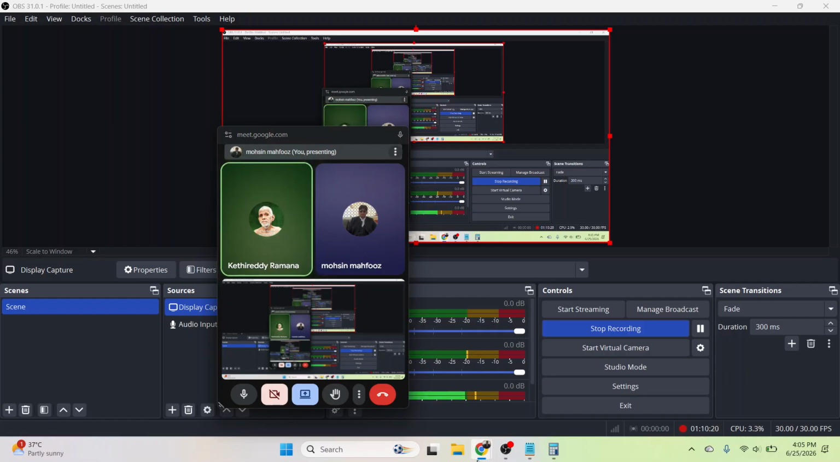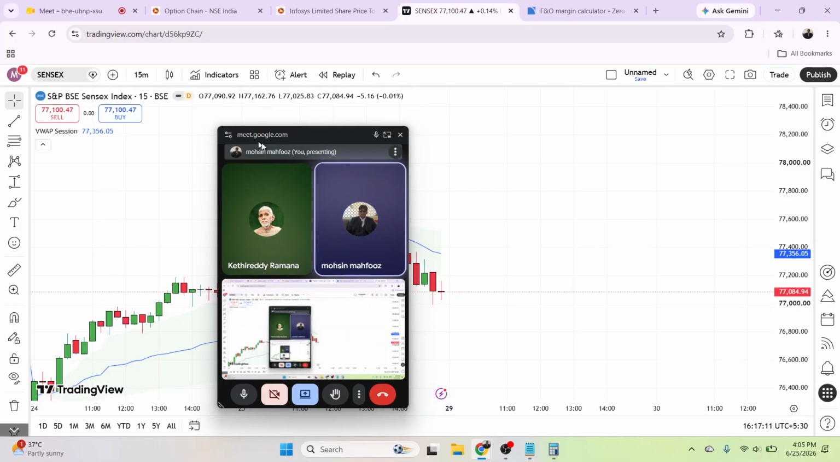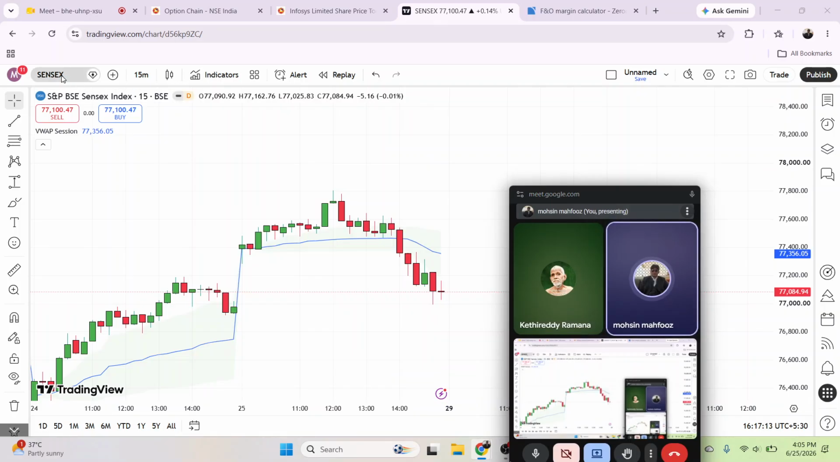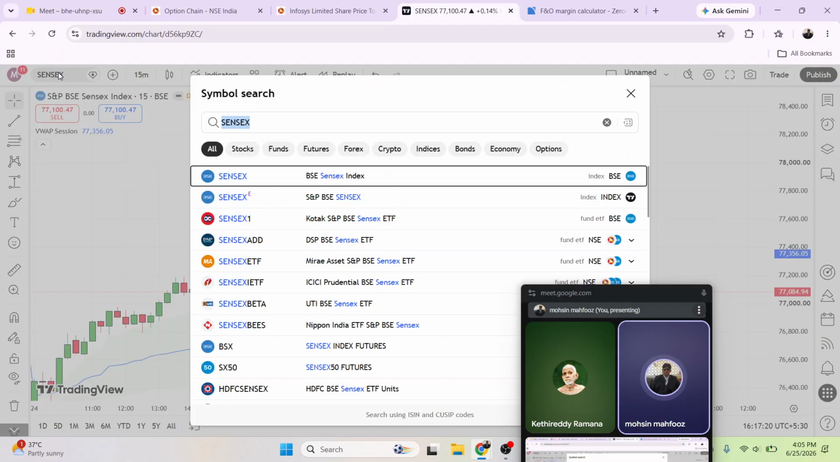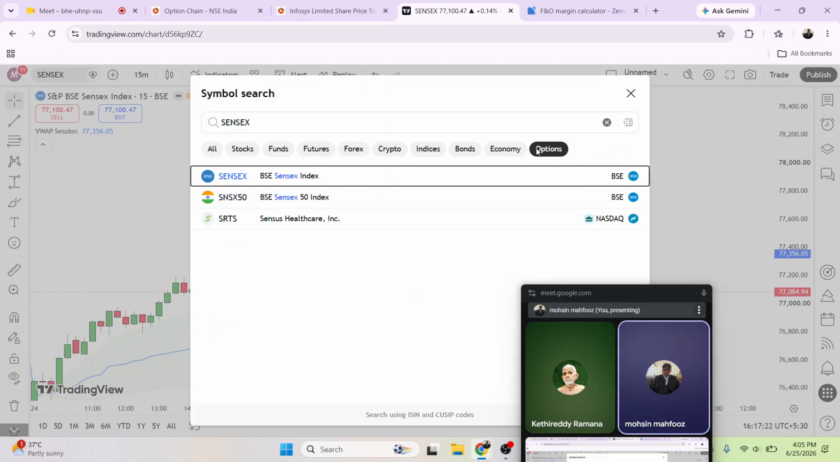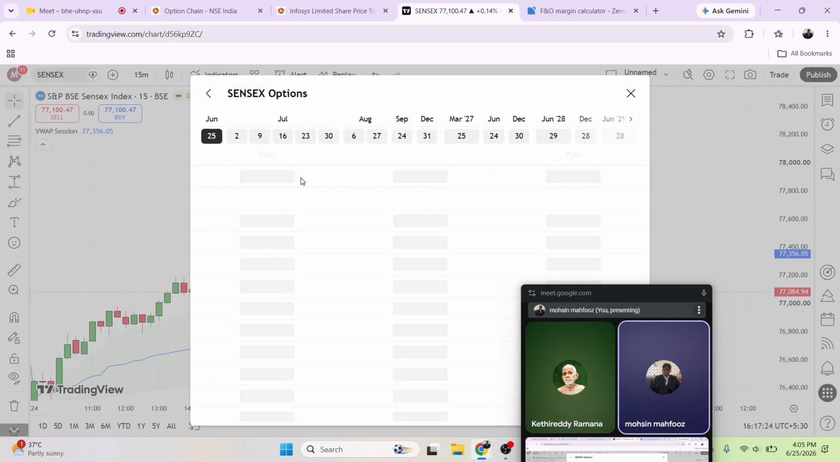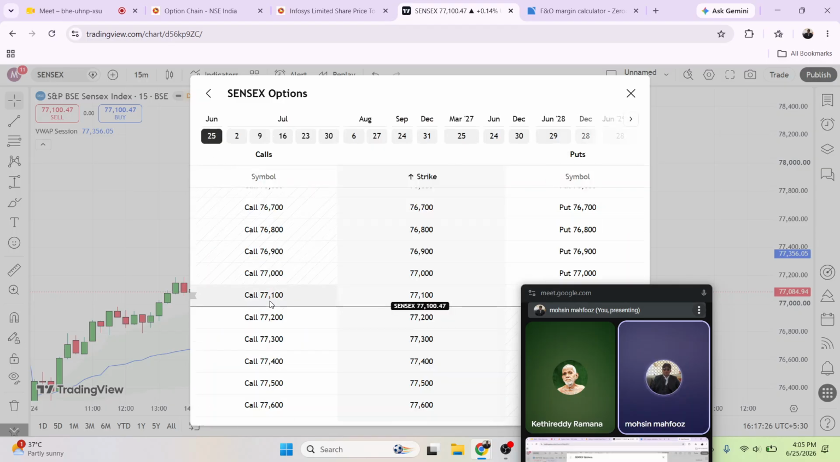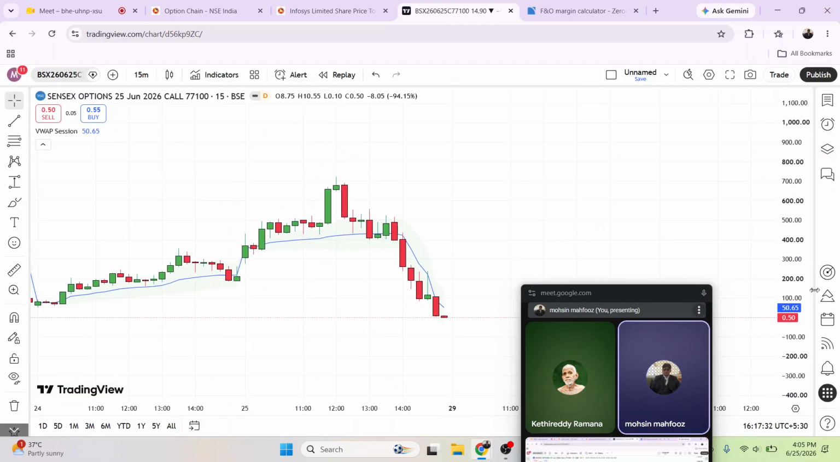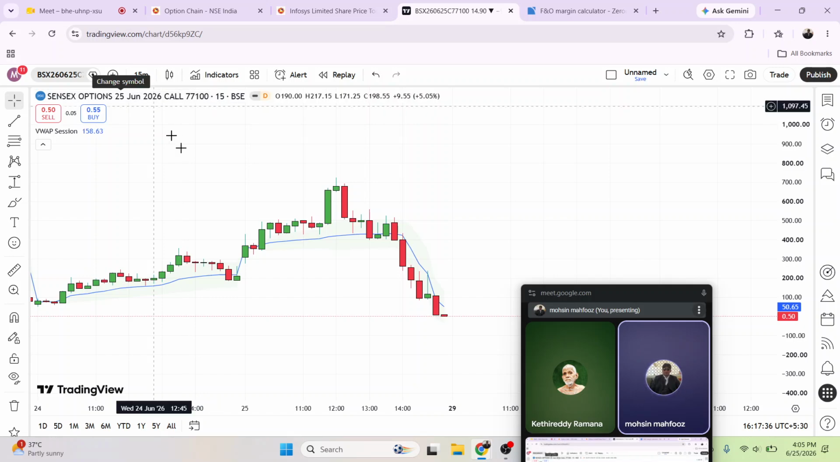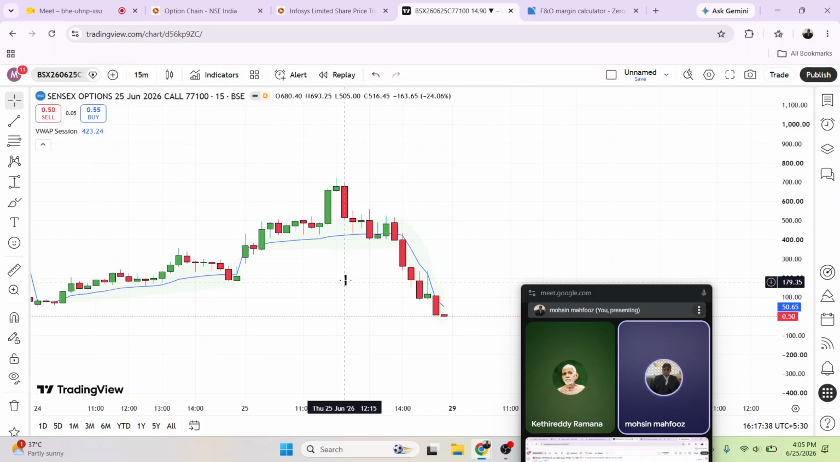What you can do is, for example, if you want, you can select the particular chart of this as well. Now you can see this is the chart of the cash market, and if you want, you can go for the chart of this particular strike as well. For example, I have this particular strike. Here you can see, now this is not the underlying asset. This is the particular call, and this is the chart of this particular call.